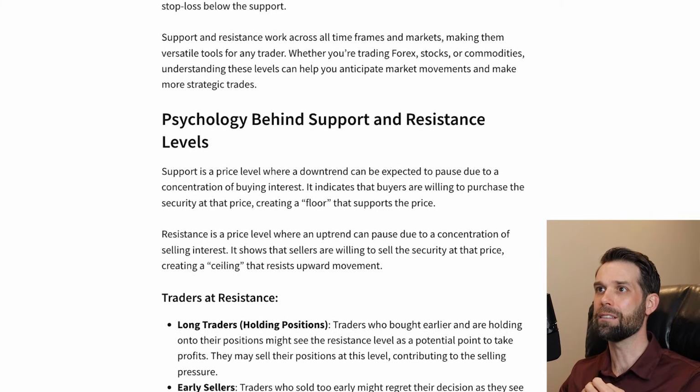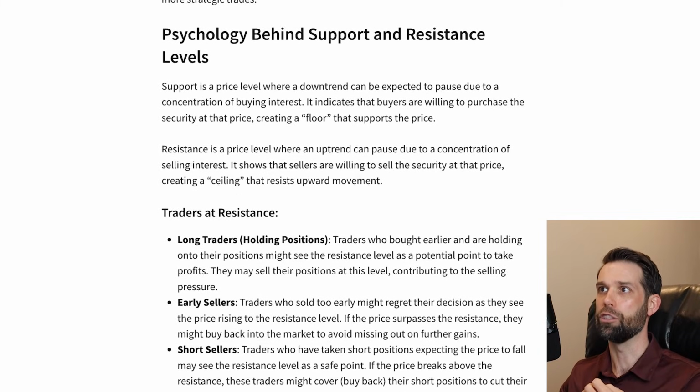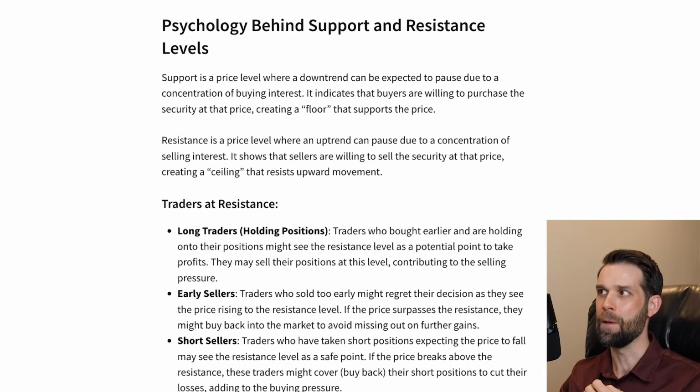So there is this level of psychology behind support and resistance. And I've watched a few videos where people have asked successful traders, why do these levels work, and why do they hold up? And there are logical answers. There's not always the perfect explanation, because support and resistance levels don't always hold. We'll talk about when they break, but there is this psychology behind these levels.